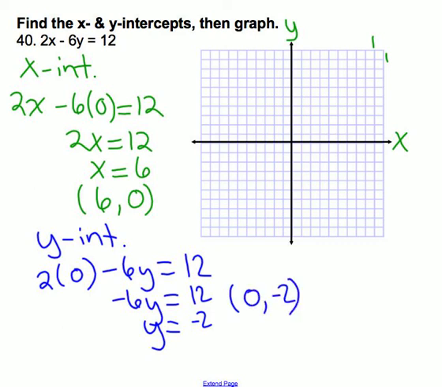I can plot those points on my graph. On the x-axis, I go over to 6, put my point. On the y-axis, I come down to 2. I plot my point, and now I'm able to go in and connect those 2 points, and I have my line just by looking at those 2 intercepts.